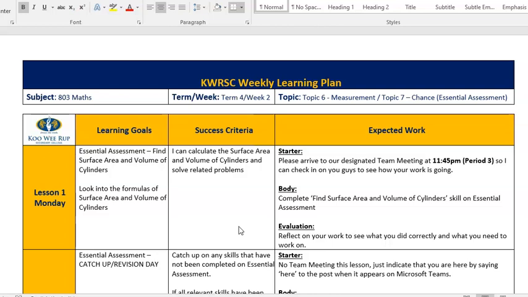Now, the learning goal for this lesson is to look into the formulas of the surface area and volume of a cylinder. And the success criteria is to be able to calculate the surface area and volume of cylinders and solve related problems looking into capacity and the conversion of volume to liters of some sort. So that's the learning goals and success criteria for this lesson.